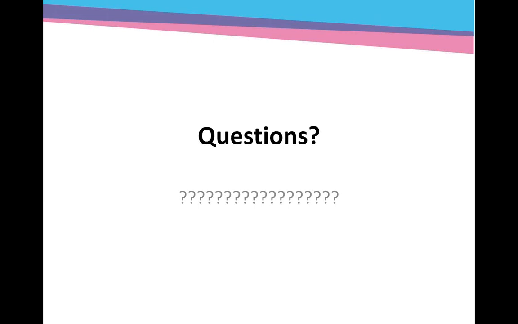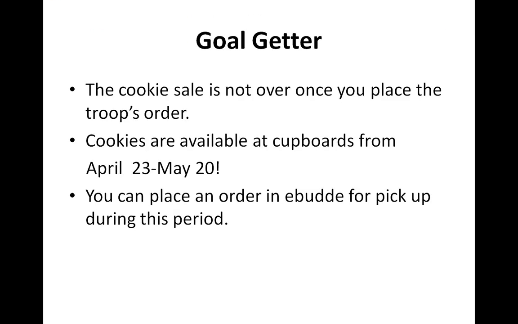Roberta, can we go on to the next slide? I'm just going to quickly go into what happens next. After the initial order, the girl should have received from you a black and white Goal Getter card, which is a simple way for girls to continue to take orders. Once the initial order is placed, the cookie sale isn't over. That can be good news for troops, because you can still get cookies at cupboards.